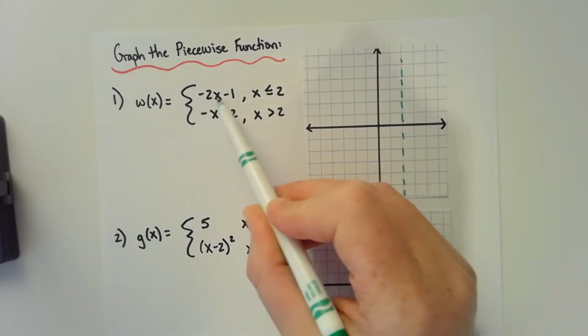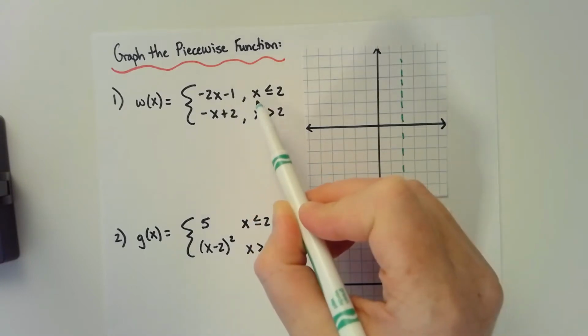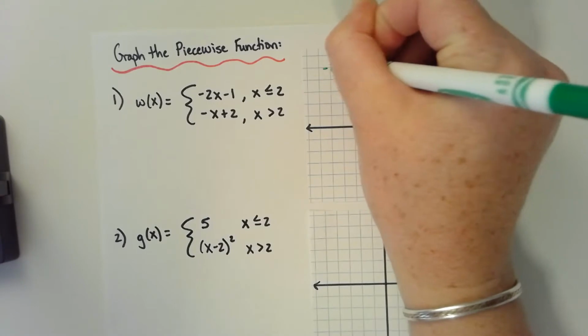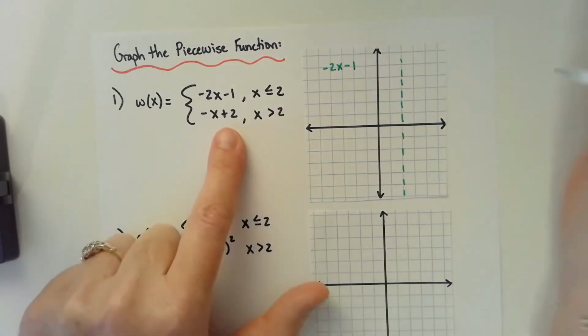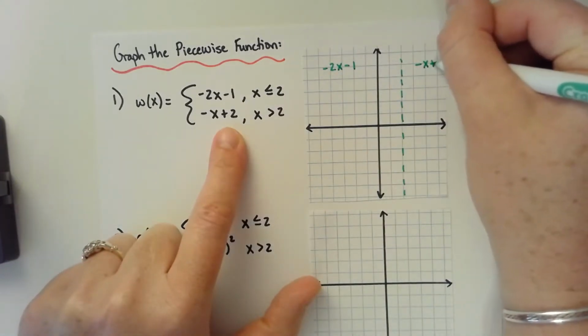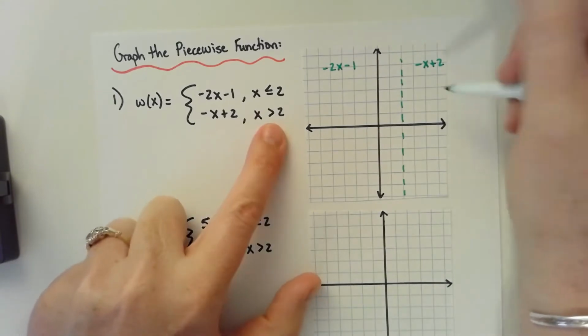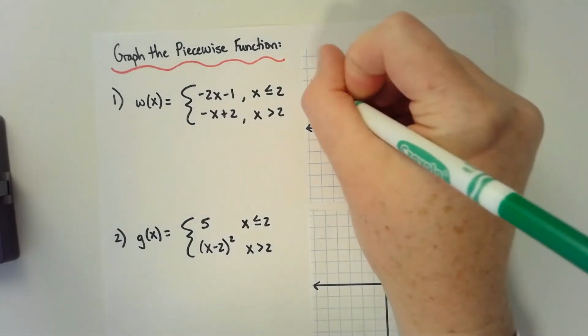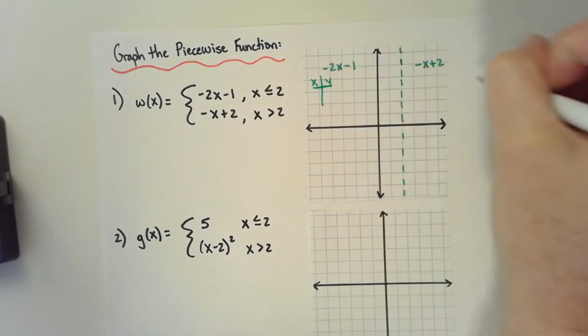So negative 2x minus 1 is for values of x that are less than or equal to 2. So I need to put that over here on the left. And then negative x plus 2 would go on the right, because that's for values of x that are greater than 2. And then we could just pick out a couple of points to help us plot our graph.